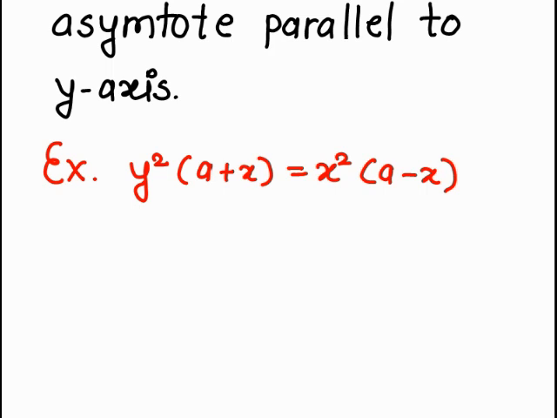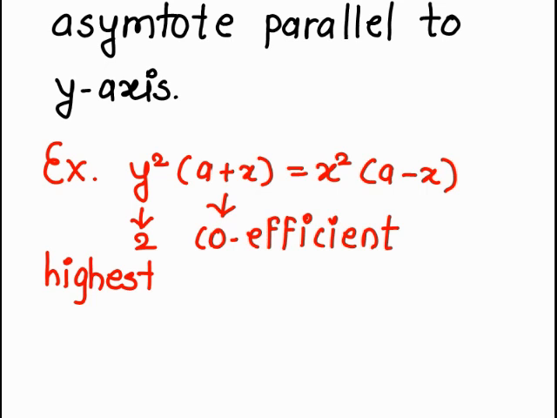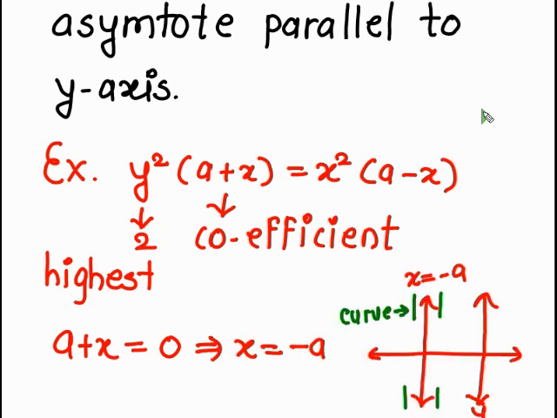Let me explain with the help of an example. y square into a plus x equals x square into a minus x. The highest power of y is 2 and its coefficient is a plus x. By equating this coefficient to 0, that is a plus x is equal to 0, we get x is equal to minus a. This is your y-axis, this is your x-axis, and this is x is equal to minus a. The possibilities of the curve are these 4 options.